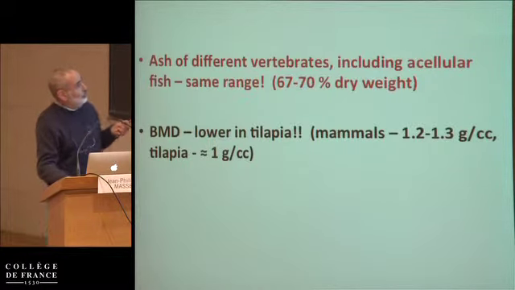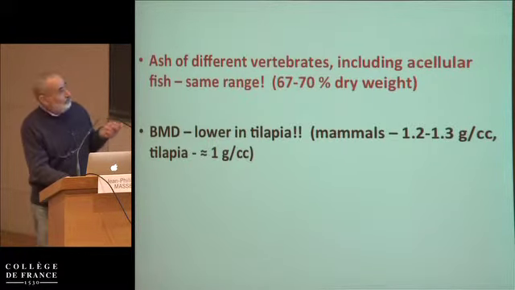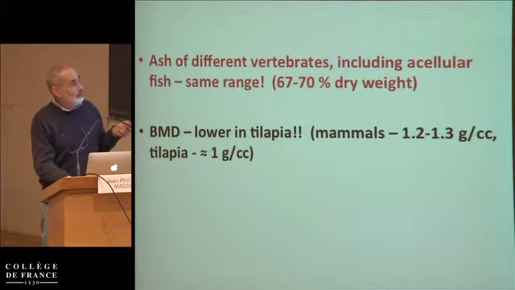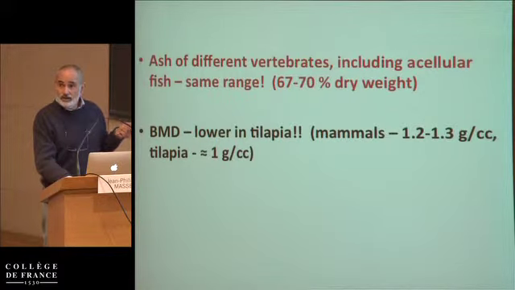As far as mineral composition, what we found, and that is also a bit curious, is that the ash content, that is the weight of mineral per weight of piece of bone, is the same in everybody, including fish, between 67 to 70%. However, when we did bone mineral density, using micro CT for this, we found that in the mammals and the birds we get around 1.2, 1.3. This is also what is published in the literature. And for the fish we get usually less. I say 1, but it's usually really between 0.9 and 1 grams per cc. So lower amount of bone per volume, same amount per weight.